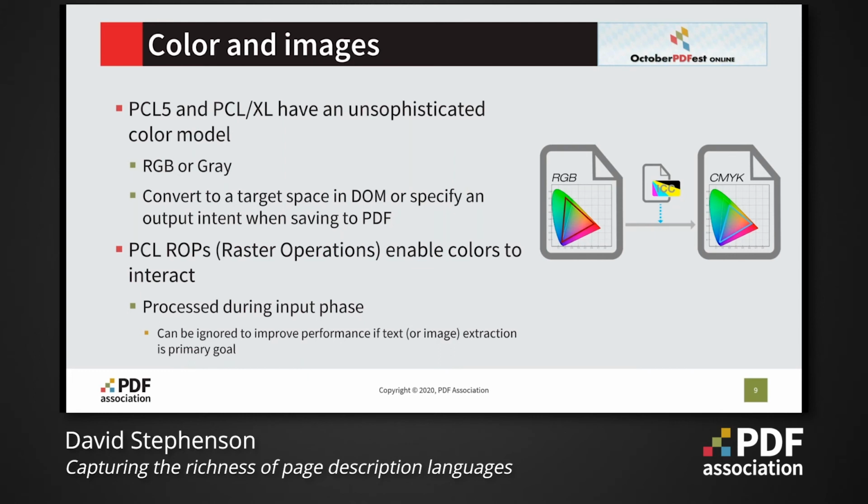And one of the things that we've done for our customers is to switch ROP processing off, so that they can get the benefit of fast conversion and fast extraction of information when they don't really care about the appearance of the file. Once it's converted, they're only really interested in getting the information out.